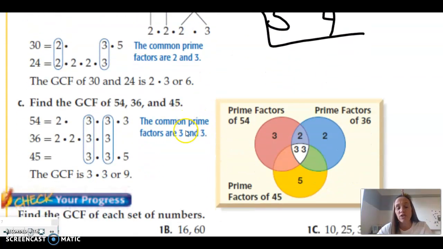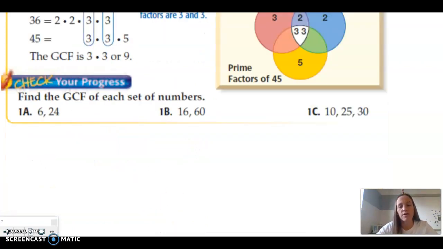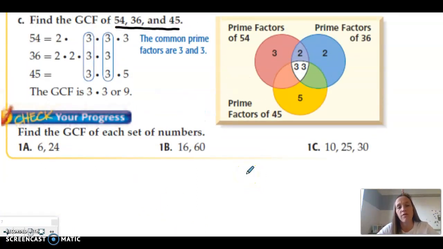You may also have to find GCF of 3 numbers, and you can do this the same way. So they have 54, 36, and 45. So for this, you're going to have to think now not just of something that 2 of those numbers have in common, but all of them. So you can see they've done the prime factorization method. They wrote out all the prime factors, and they found that all 3 numbers each have 3 in common. And they have it twice, actually, 3, 3, 3, and then 3 again. So I would multiply 3 times 3 to be 9.